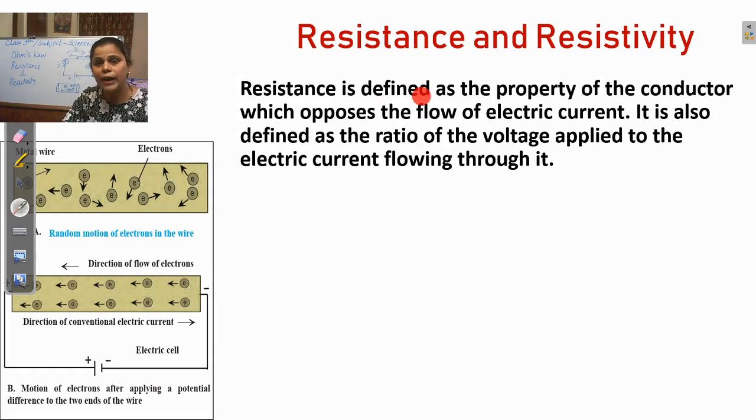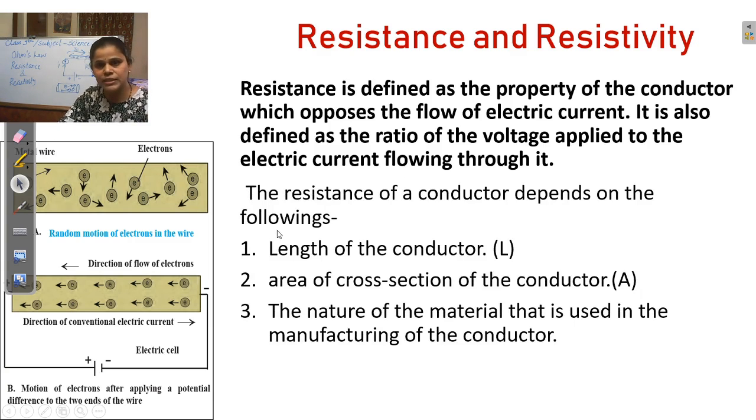Resistance is defined as the property of a conductor, that means this conducting wire, which opposes the flow of current. Understand? What is the reason for flowing current? When electrons move in a specific direction, current will move in the opposite direction of the motion of electrons. So resistance is defined as a property of the conductor which opposes the flow of electric current, and it is also defined as the ratio of voltage applied to the electric current flowing through it.